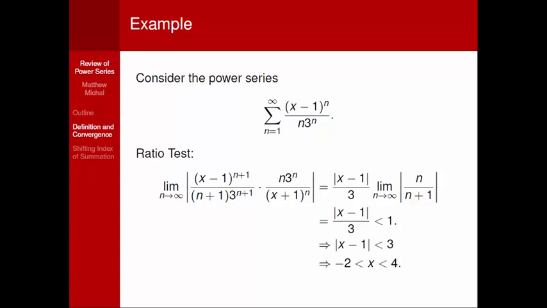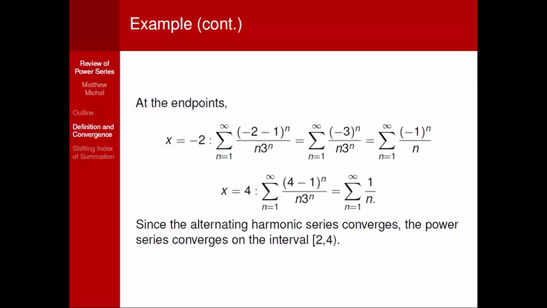So we're really saying absolute value of x minus 1 over 3 is less than 1, or absolute value of x minus 1 is less than 3. So our radius is 3, and when we apply it for our interval notation, we get x has to be between -2 and 4. Once again, check your endpoints. Plug in x is equal to -2 and x is equal to 4.